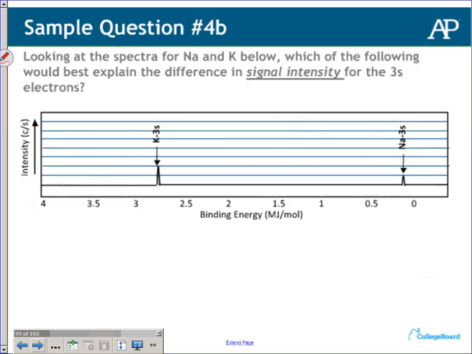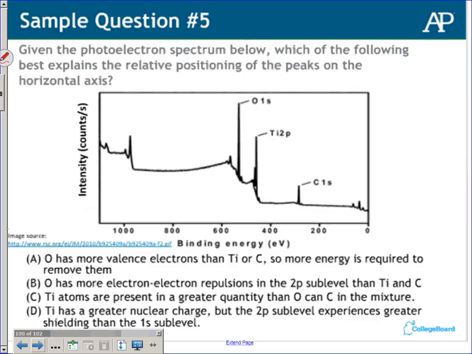4B, we kind of just mentioned what this meant. Peak size differences relate to 2 electrons versus 1. This didn't have an answer choice though, I don't think. Okay. 5, look at this one.